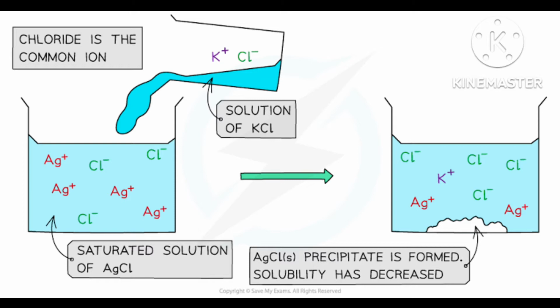Di and polybasic acids and di and polyacidic bases. Last time I discussed pKa plus pKb equals pKw, which is equal to 14, meaning pH plus pOH is equal to 14. I also discussed the relation between Ka and Kb. Now I am going to discuss di and polybasic acids and di and polyacidic bases.